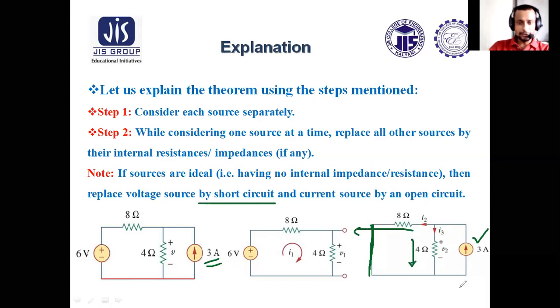Okay, so what we did, we considered each source separately. While considering one source alone, the other source is deactivated by its internal impedance, if any. If there is no internal impedance, then a voltage source is to be replaced by a short circuit, and a current source is to be replaced by an open circuit.